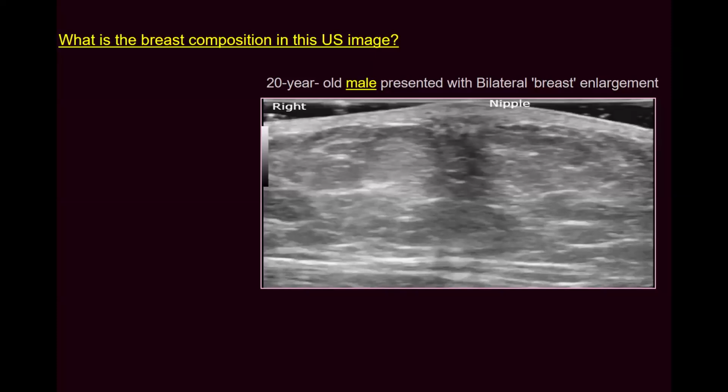What is the texture? Tanner type? Tanner 2. Where is the hypoechogenicity? This is the shadow of the nipple. So shadowing from the nipple. So the texture, this is the texture, the same throughout.